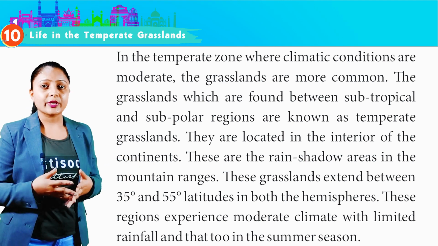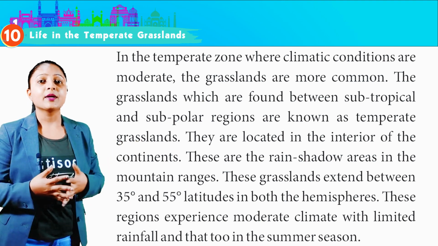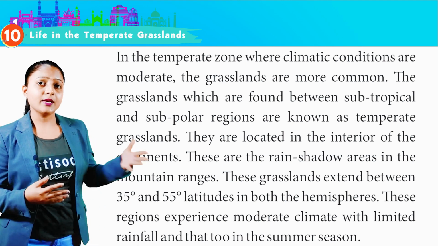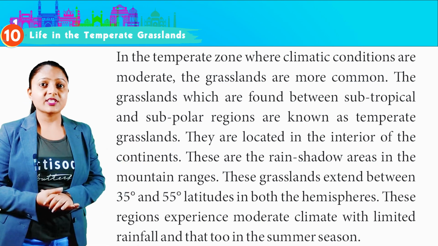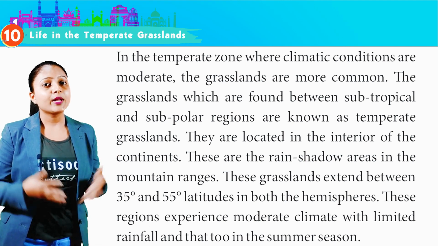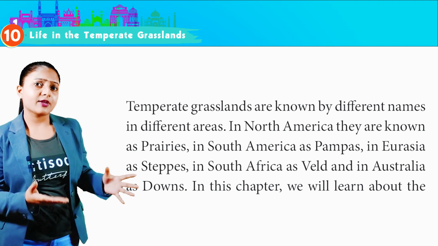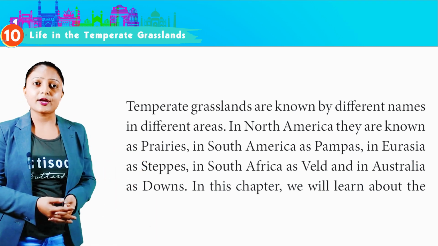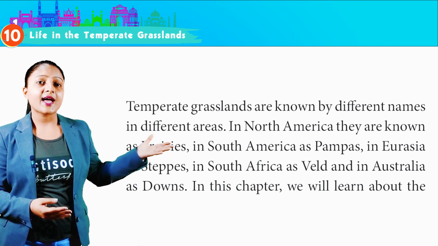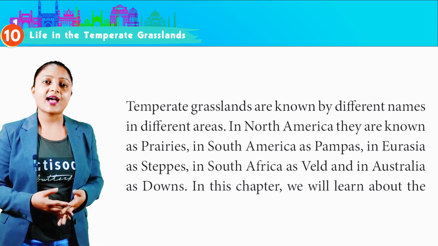These are the rain shadow areas in the mountain ranges. These grasslands extend between 35° and 55° latitudes in both the hemispheres. These regions experience moderate climate with limited rainfall and that too in summer season. Temperate grasslands are known by different names in different areas. In North America, they are known as prairies. In South America as pampas, in Eurasia as steppes, in South Africa as veld, and in Australia as downs.